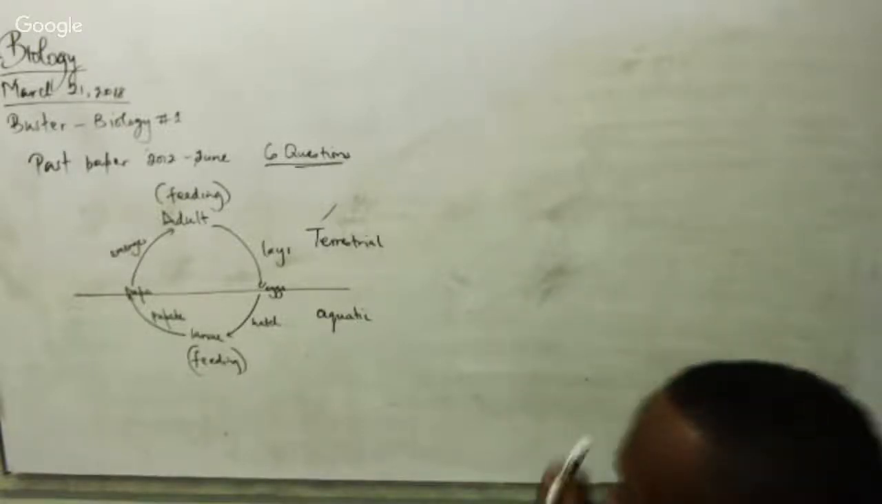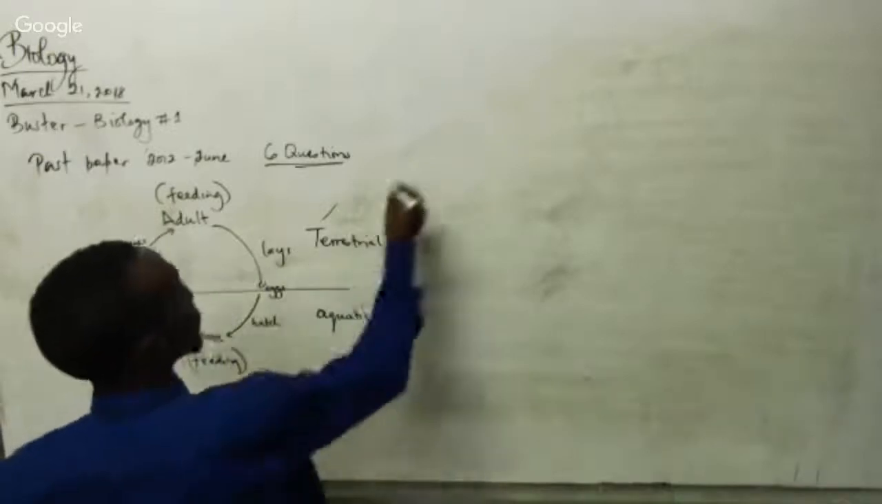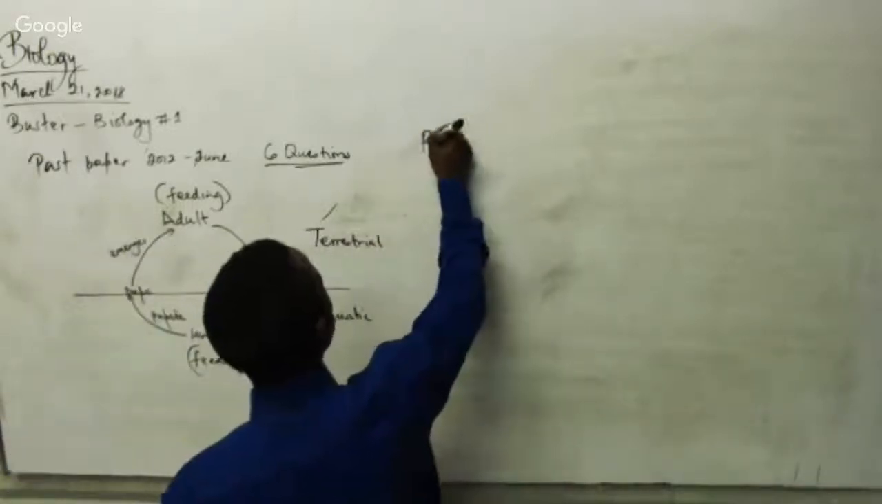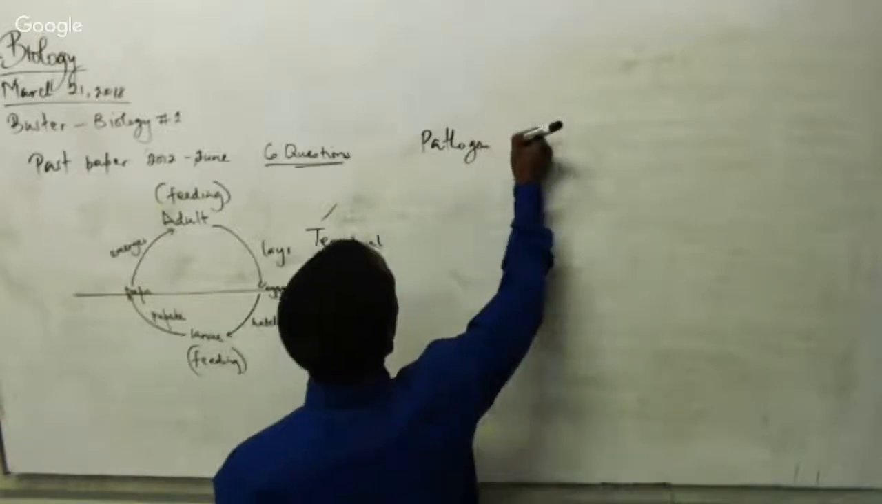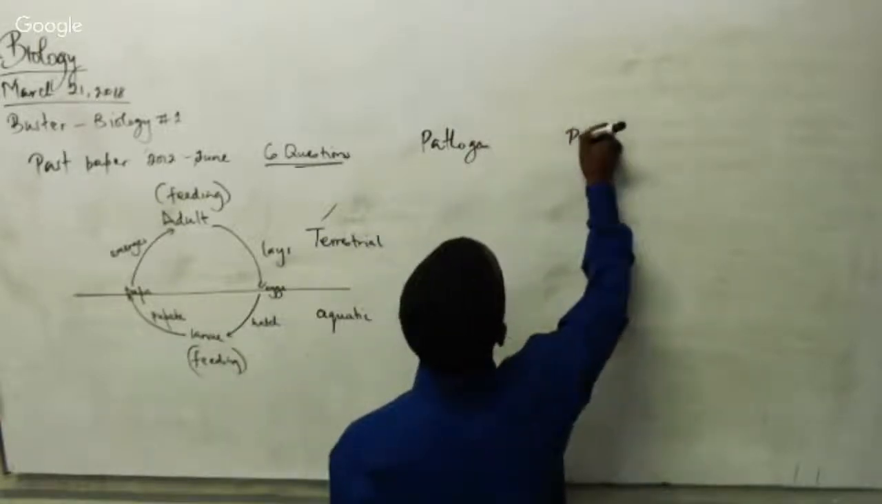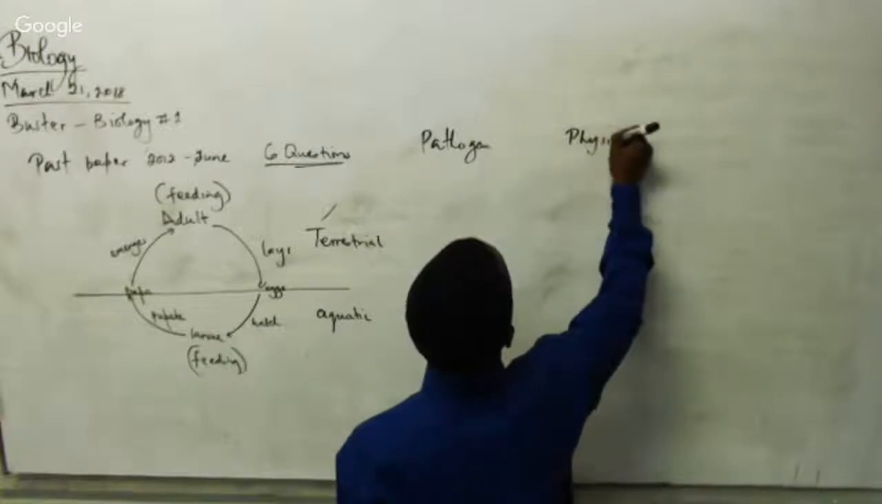Alright now? Transmission now. So the pathogenic. I chose measles. Why did you choose measles? Because it's easier. Pathogenic and physiological.